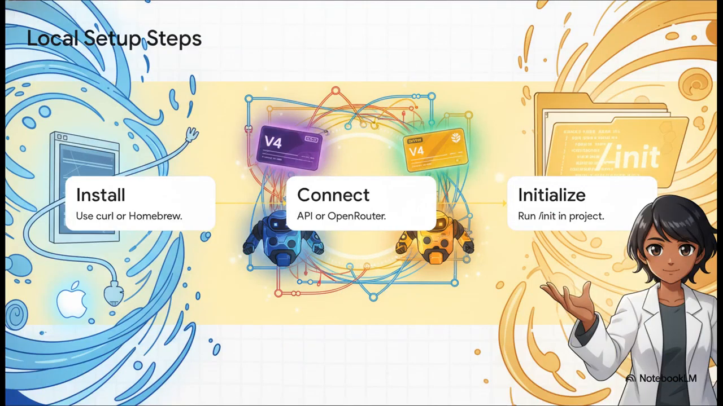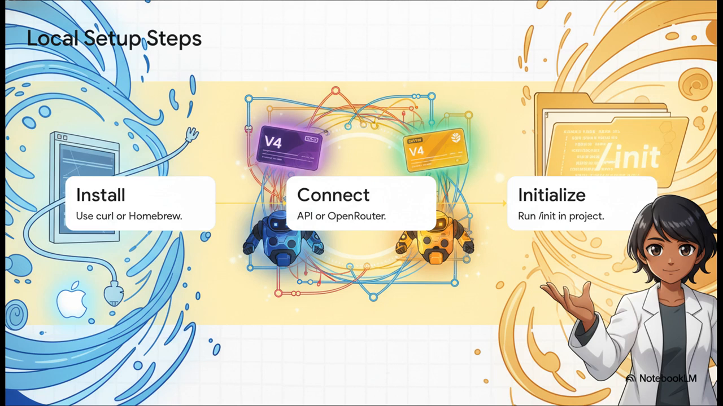Getting this infrastructure ready for commercial use is shockingly simple. Step 1, you just install it using a single curl command from their official site. Or, if you're on a Mac, just use Homebrew. Step 2 is connecting your model provider. Now, sure, you could use a direct API key from DeepSeek, but a really fantastic tip from our sources is to route this through OpenRouter. Using OpenRouter gives you this awesome one-key access to both the V4 Pro and Flash models, making it totally seamless to switch back and forth.